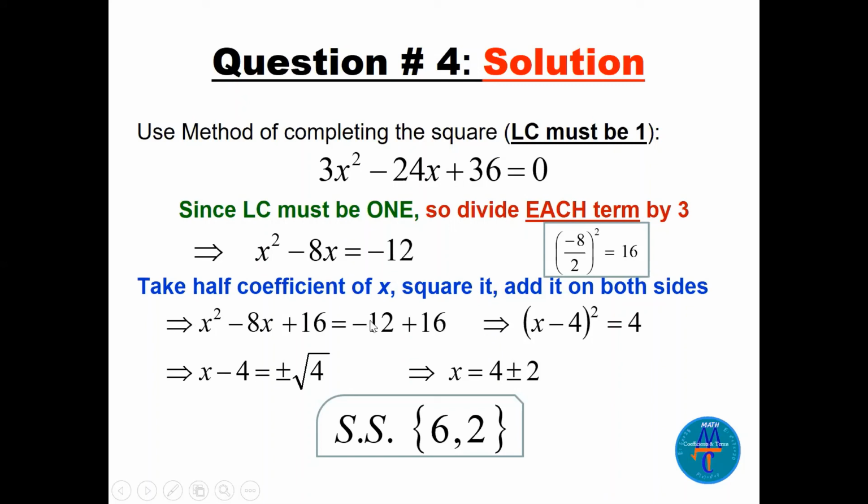On the left side, we have a perfect square. This is what we say completing. So it's complete now. Minus 12 plus 16 is 4. Take the square root of both sides. Move 4 on the other side becomes plus 4. 4 plus 2, 6. 4 minus 2, 2. These are the solutions. All right.